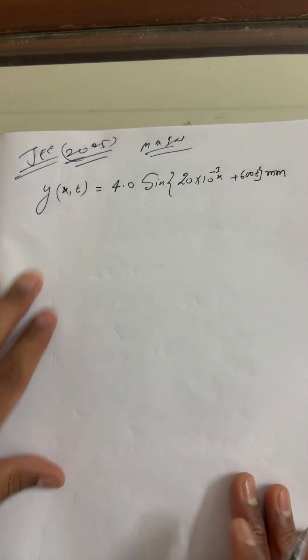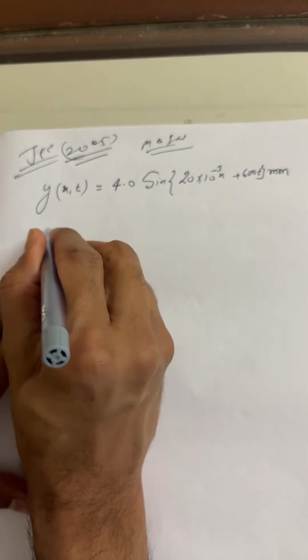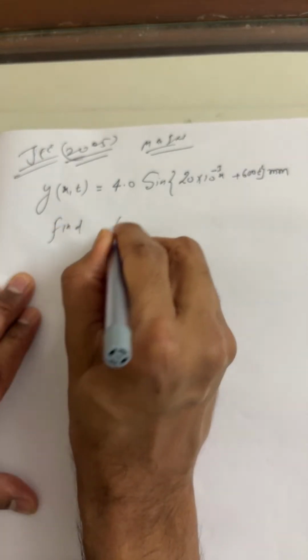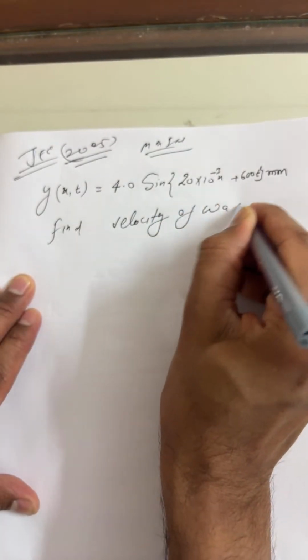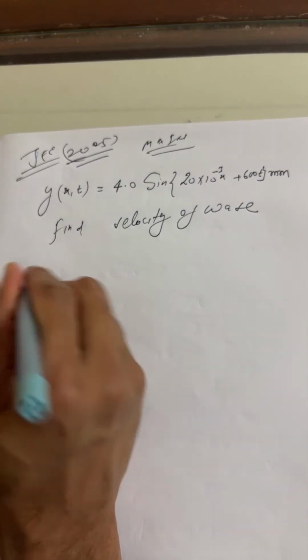This is a question here, where x is in mm and time is in seconds. You have to find the velocity of the wave. I'm giving the options.